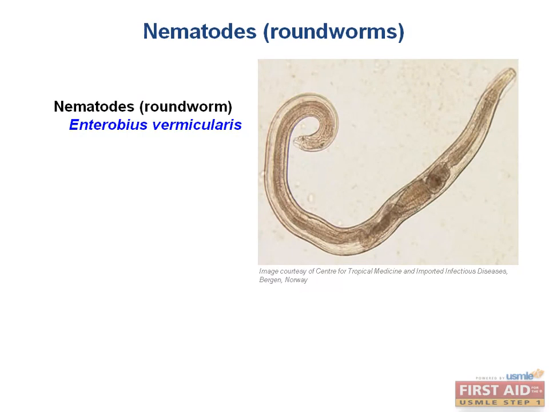Transmission is via fecal-oral transmission, and these eggs tend to hatch into the larvae in the intestines. The larvae then mature into adults, mate, and then adult females are going to migrate down and out of the anus where they lay the eggs in the perianal skin. Hey, can you recall the very typical symptom that patients often present with?